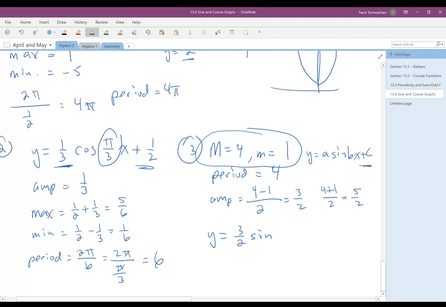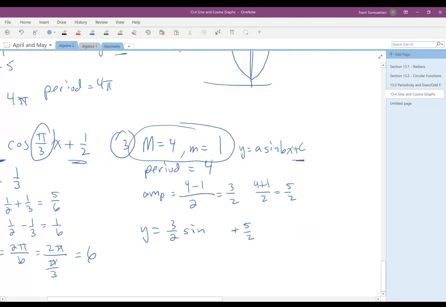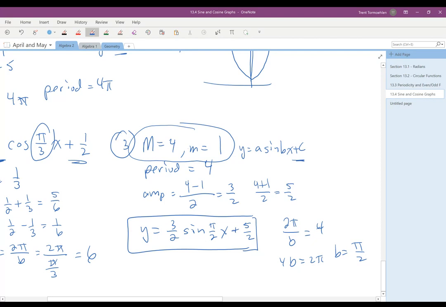And then the last part of this is we need to know what the period is. The equation for period is simply 2 pi over b equals the period. And so we just set that equal to 4. And so that means 4b equals 2 pi. So b just turns out to be pi over 2. So to get a period of 4, we need b to equal pi over 2. So our last part of our equation is pi over 2 times x. And so this is the equation of the trig graph given a maximum of 4, a minimum of 1, and a period of 4. And you can apply these principles to any problems given these different things to find that equation.